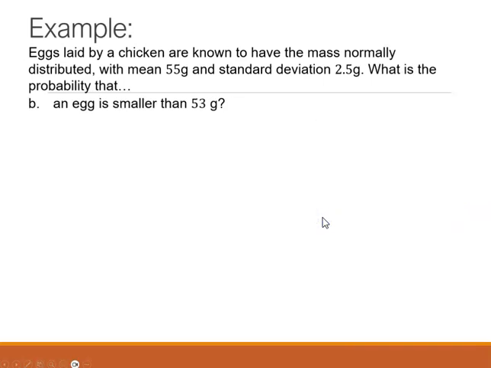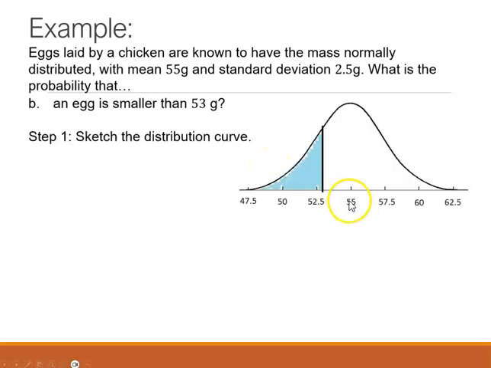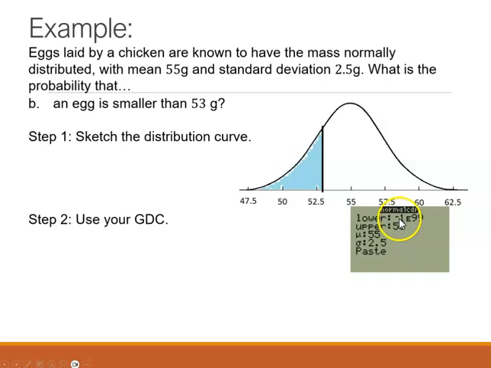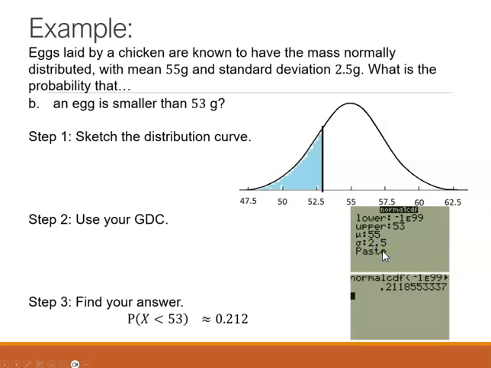What about the probability the egg is smaller than 53 grams? It's really the same problem, right? Sketch my picture, shade below, go to my calculator. This time we're going negative infinity up to 53. Same mean and standard deviation though. And here I get just over 21%.